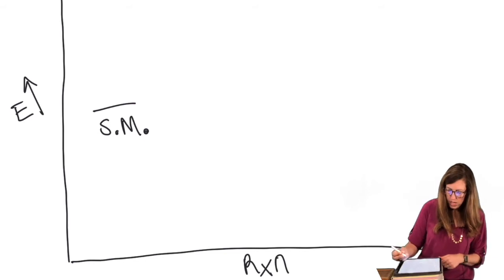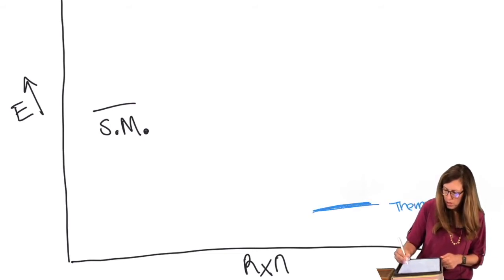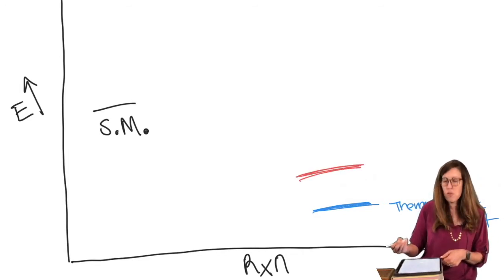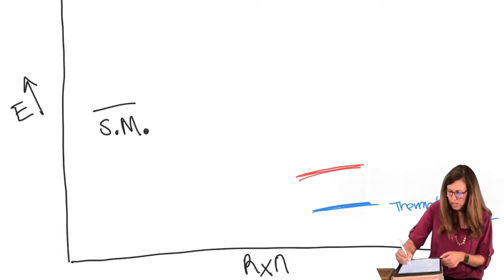Blue is going to be down here, and I'll call that thermodynamic product. And then the red, I'll just arbitrarily make it higher. I'm not doing this quantitatively where I measure it, but it's a concept we're trying to get down. Kinetic product.